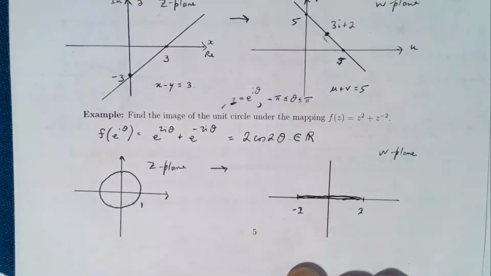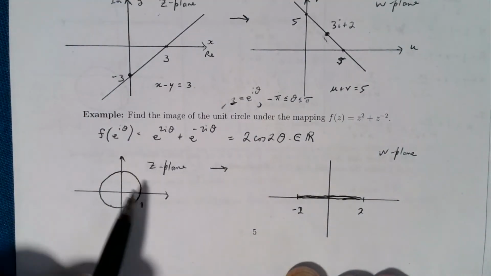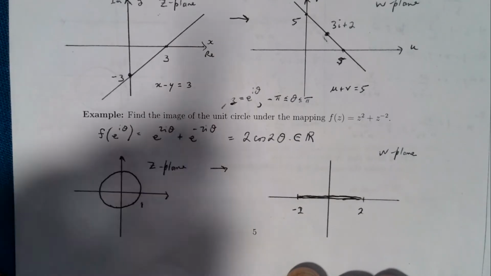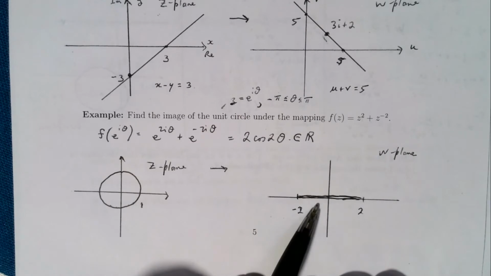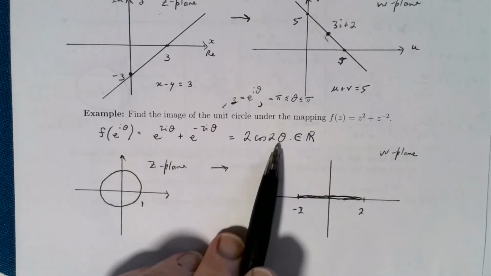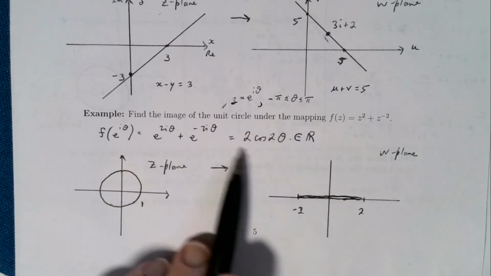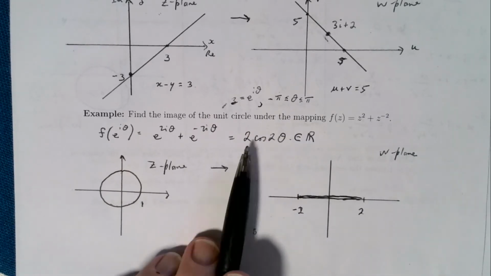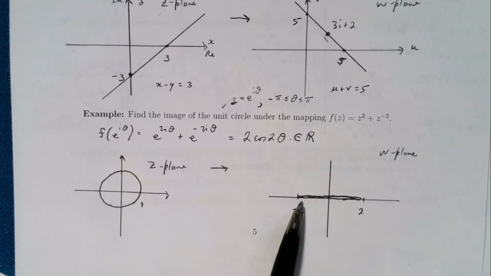And so here's our unit circle in the z plane, and it's mapping it to something on the real axis back over here in the w plane. And now as theta varies from minus pi to pi, this is 2 cos 2 theta, and so this is going to go from minus 2 up to 2.